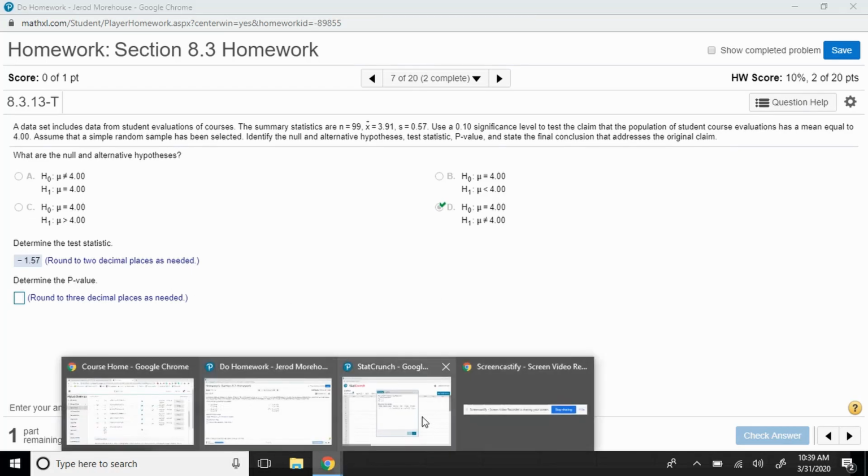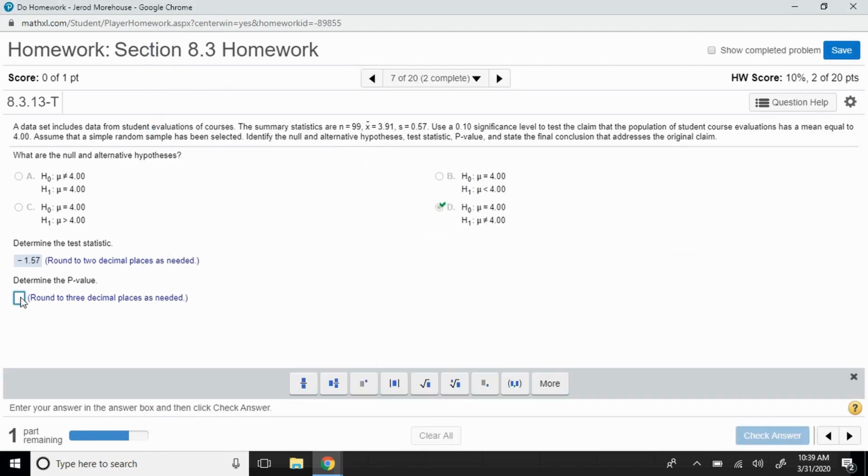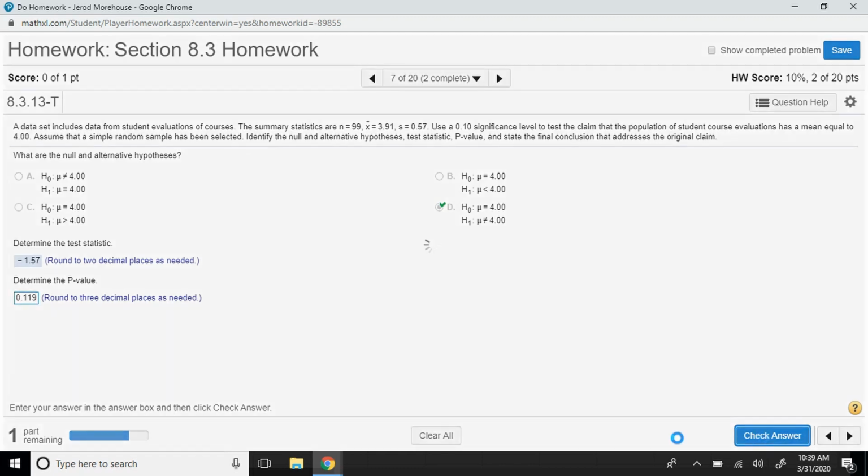Determine the p-value. Again, the p-value is 0.1194. 0.11, and they want 3 decimal places, so 0.119. Check answer.